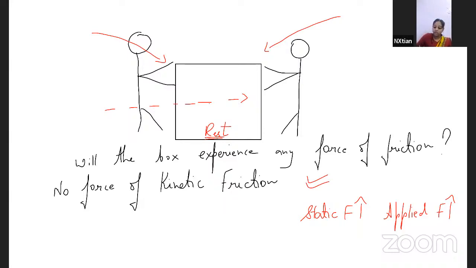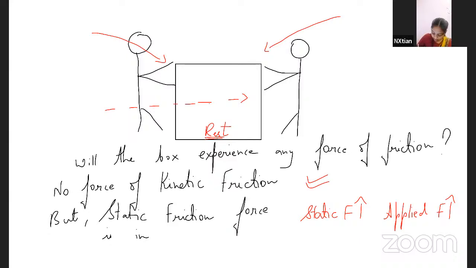One thing: there is no kinetic friction force before the movement, but the static friction force is in play. So this is the thing that happens.